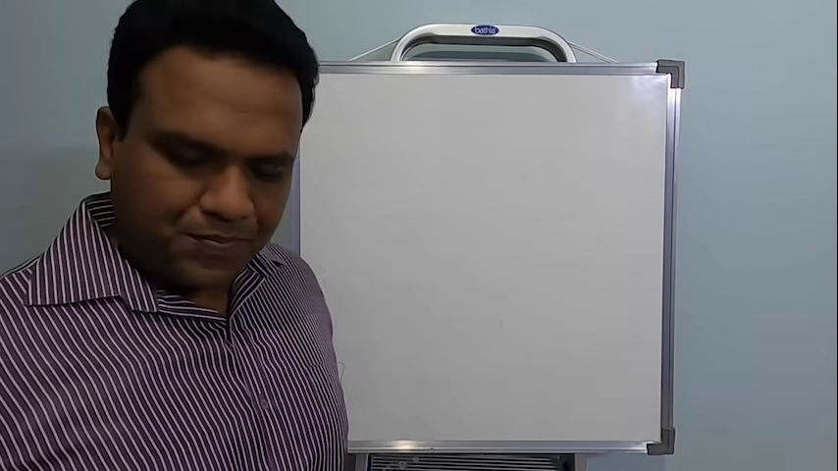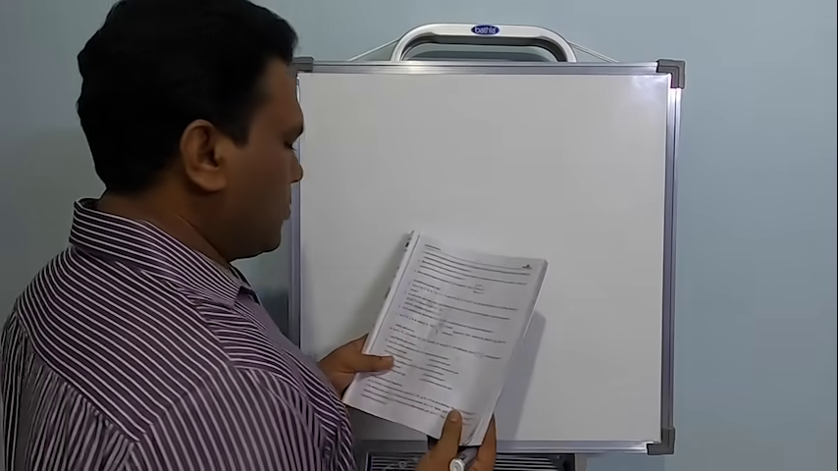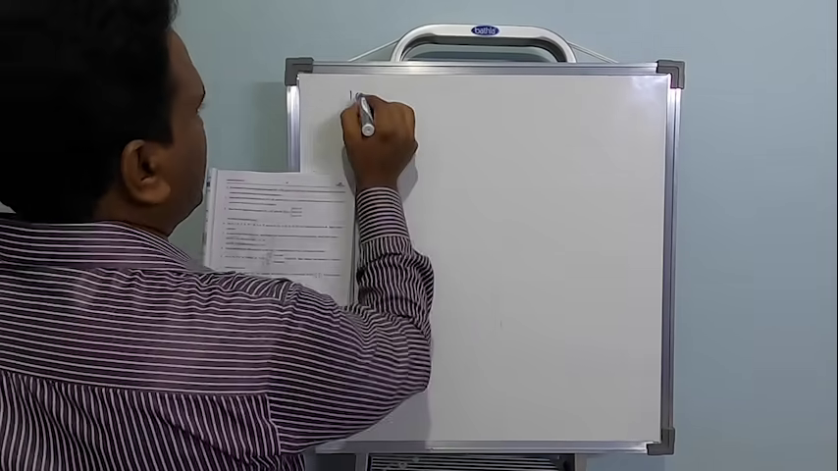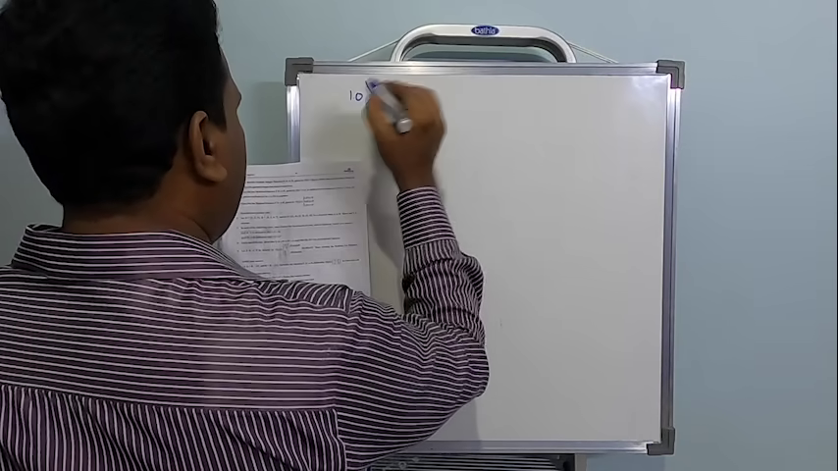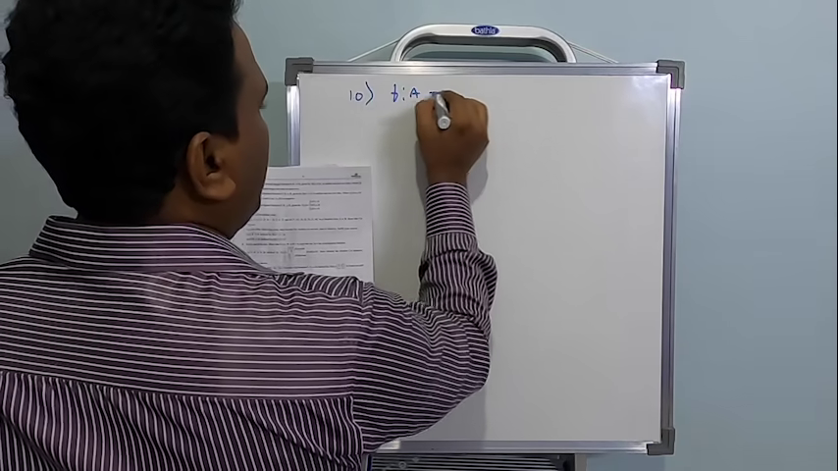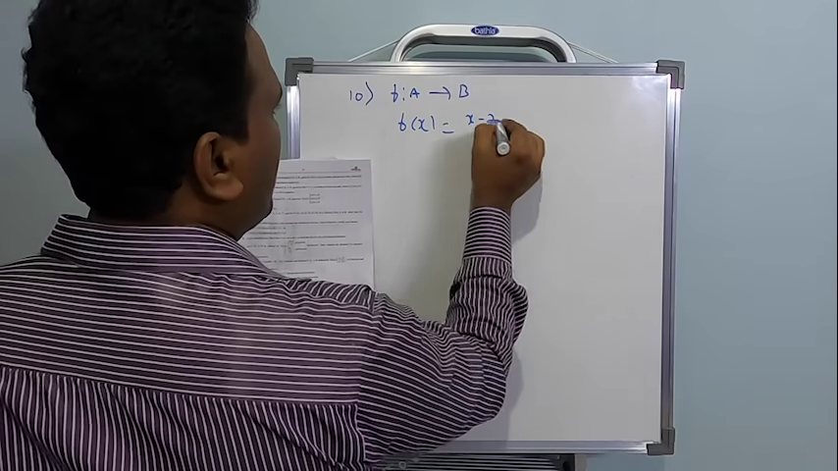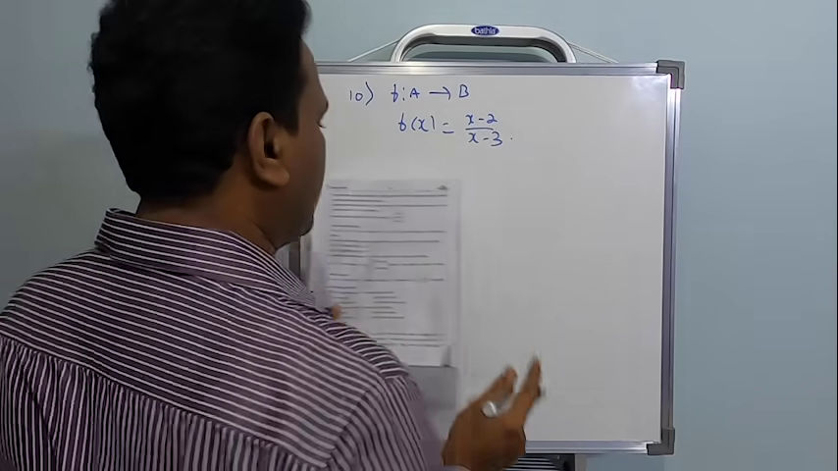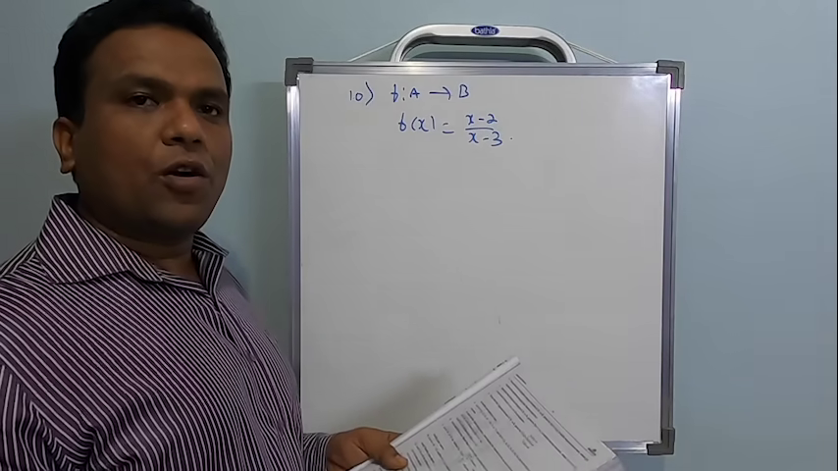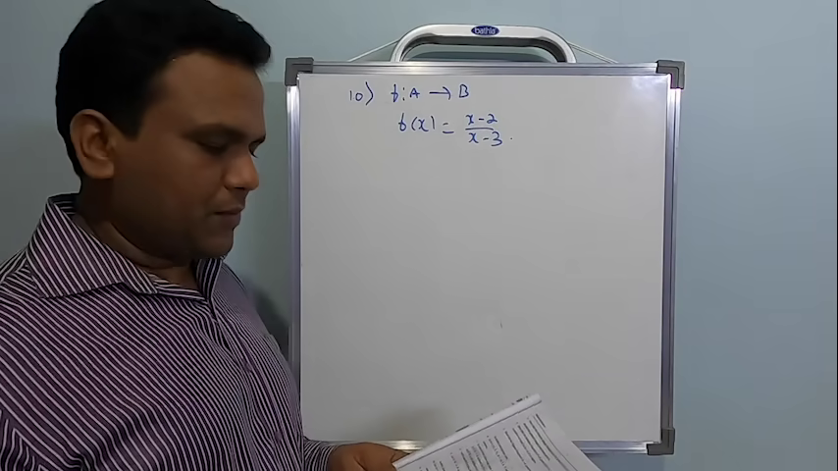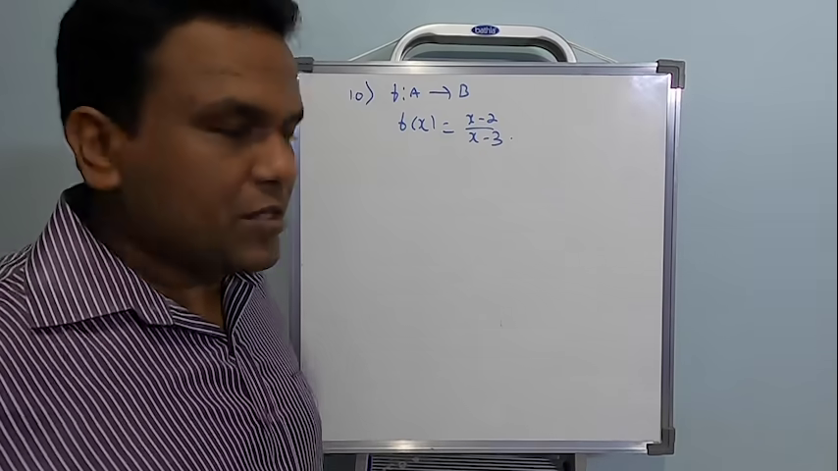Okay, students. Now let's go to problem number 10. In problem number 10, they have given f from A to B defined separately. It is given as f of x equal to (x minus 2) by (x minus 3). Is it 1-1 and onto? We have to check both this time. Okay, now let's proceed and check this.